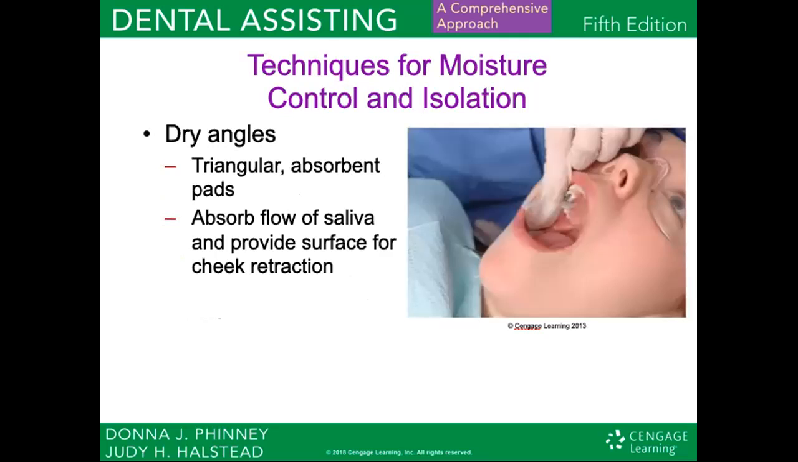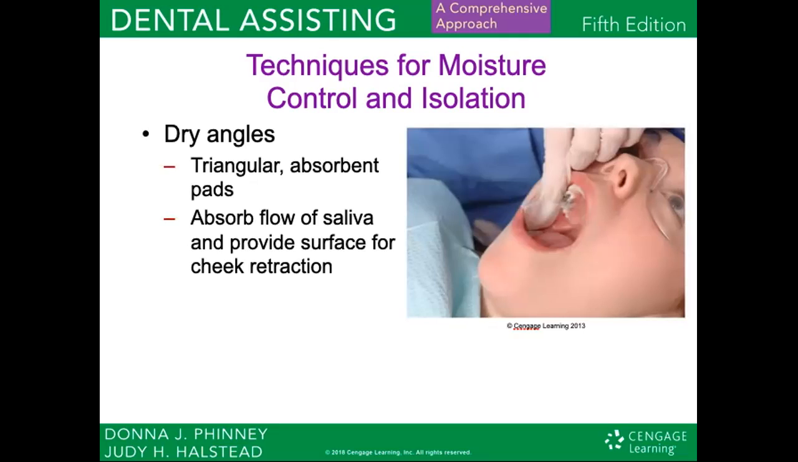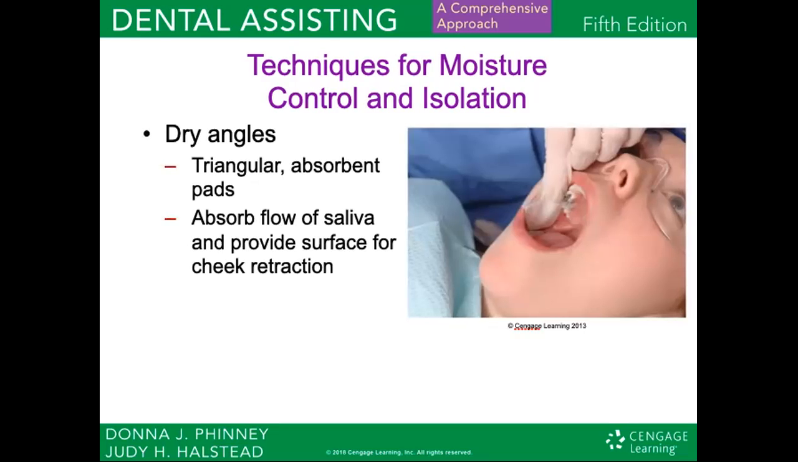Triangles are triangular absorbent pads that absorb the flow of saliva and provide surface for cheek retraction. So these are my absolute favorite method to control moisture because they are thinner and more lower profile, and in my opinion, more effective than cotton rolls, especially when you are trying to really make sure that you're isolating the area so that no moisture gets in. Again, every isolation control has its own uses. Cotton rolls are great, especially for placing in the vestibular area when working anterior teeth. But my absolute favorite for posterior teeth are these dry angles here.